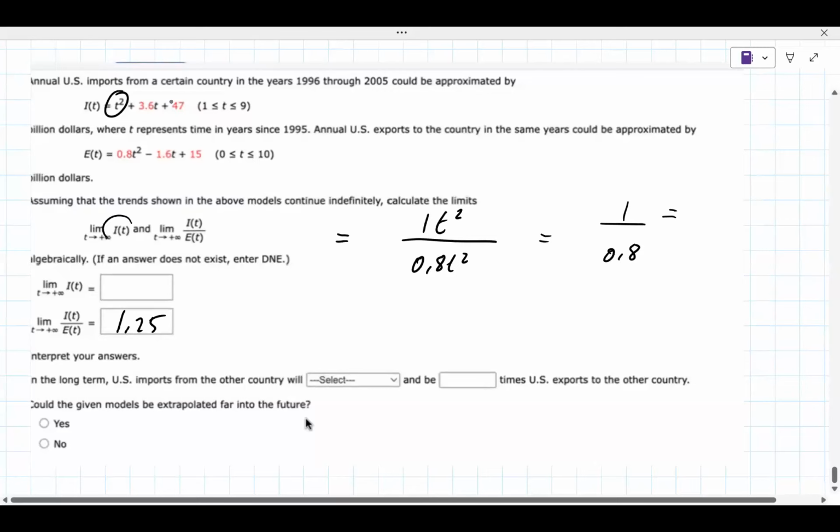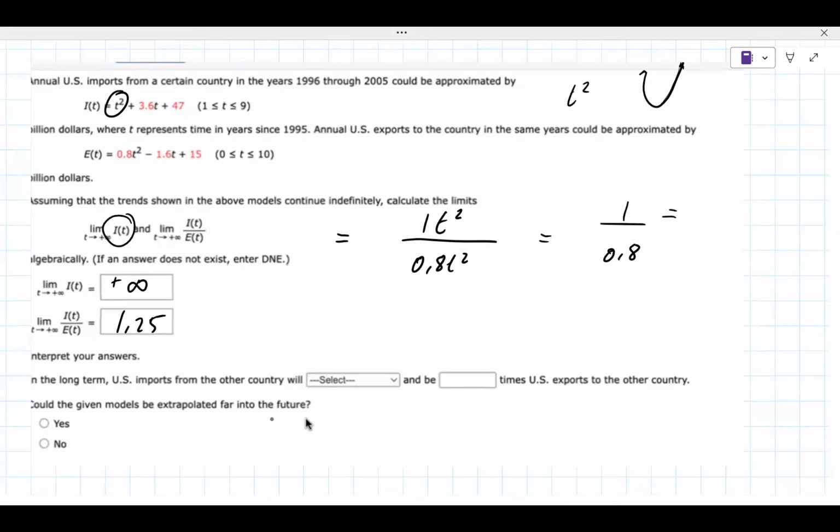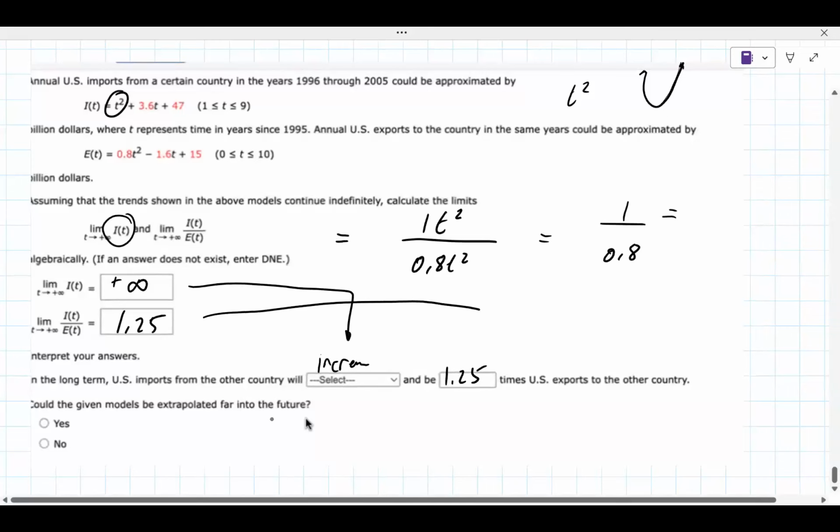For I(T), when you're just looking at the original I(T), I missed that here. You look at the graph, and T squared is upwards. So when you go to the right forever, it goes up forever to positive infinity. In the long term, US imports from other countries will increase, it'll rise. The positive means it goes on forever, and the ratio will be 1.25 times that. It's pretty common in WebAssign to have your boxes the same.